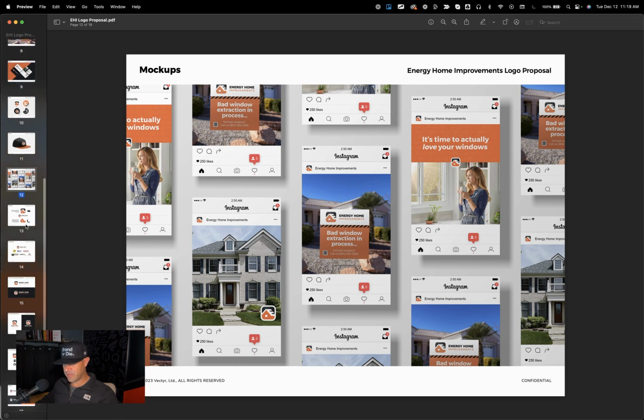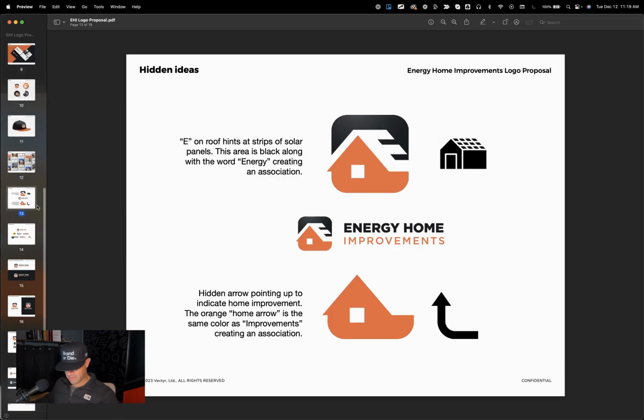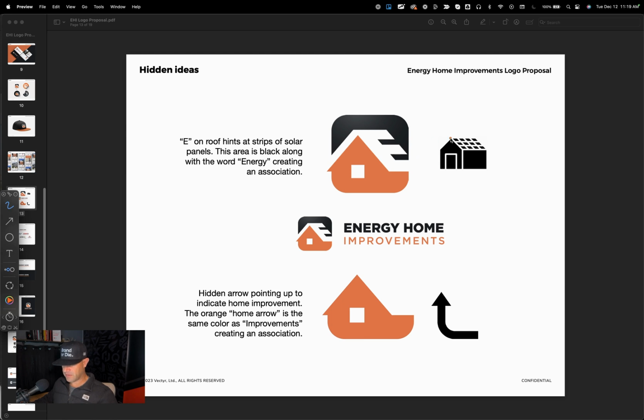And then, social media, what some of that could look like. And then this just kind of shows some of the creativity here where we have this house with solar panels, and the E kind of subtly indicates that there are solar panels on the house. And this house down here was kind of crafted to be a sneaky little upward arrow. So you have energy with the E and the solar panels. That's all the energy, and it's black. And that goes along with the black portion here, Energy Home. And then improvements is orange and fits with this orange logo. So the whole thing fits together very well.